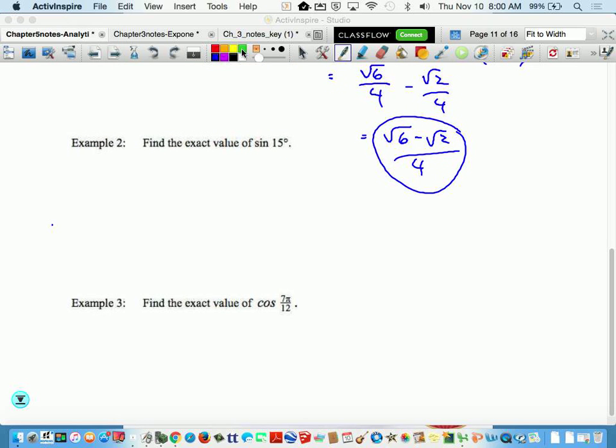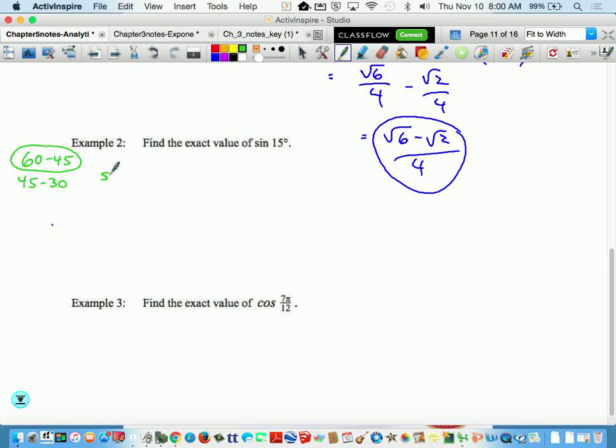The next one. So now with the sine of 15, what are some combinations that will get you to 15? 60 minus 45. 45 minus 30. And then you could jump into the quadrants and do 150 minus 135. But since these are in the first quadrant, these are really easy to work with. Let's go ahead and do the 60 minus 45.